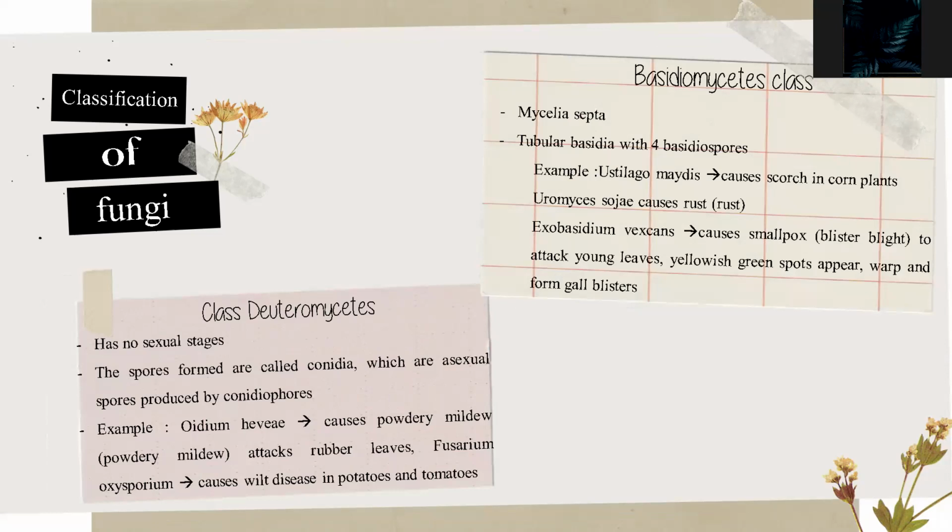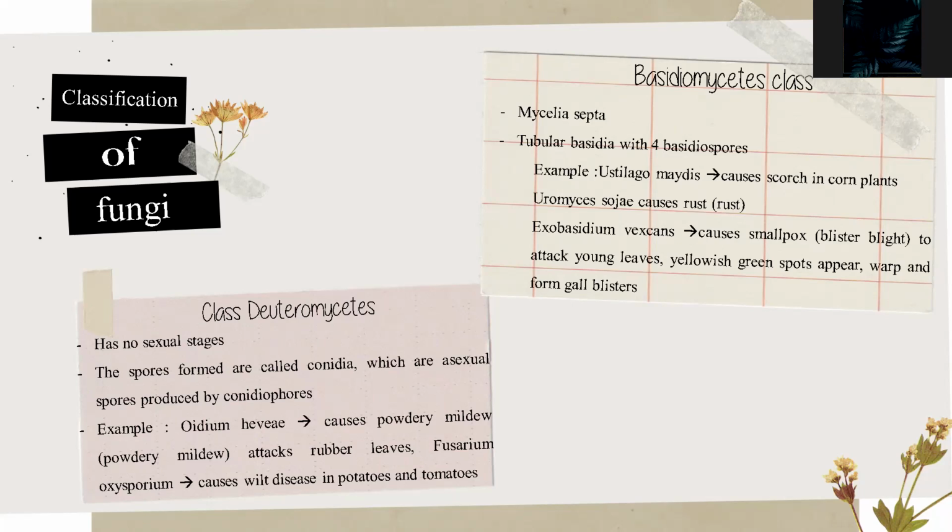The next classification of fungi is the class Deuteromycetes. Fungi of the class Deuteromycetes have no sexual stages. The spore forms are called conidia, which are asexual spores produced by conidiophores. Example: Oidium heveae causes powdery mildew, attacking rubber leaves. Disease in potatoes and tomatoes.